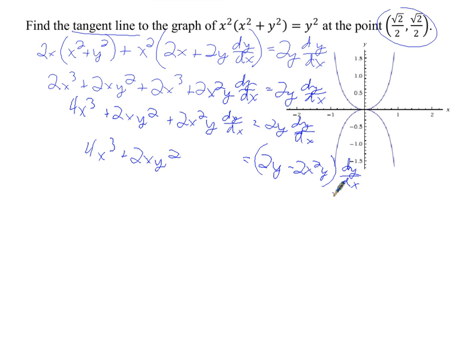I'm also going to use the reflexive or the symmetric property to move the dy over dx to the other side. This is my numerator. This is my denominator.